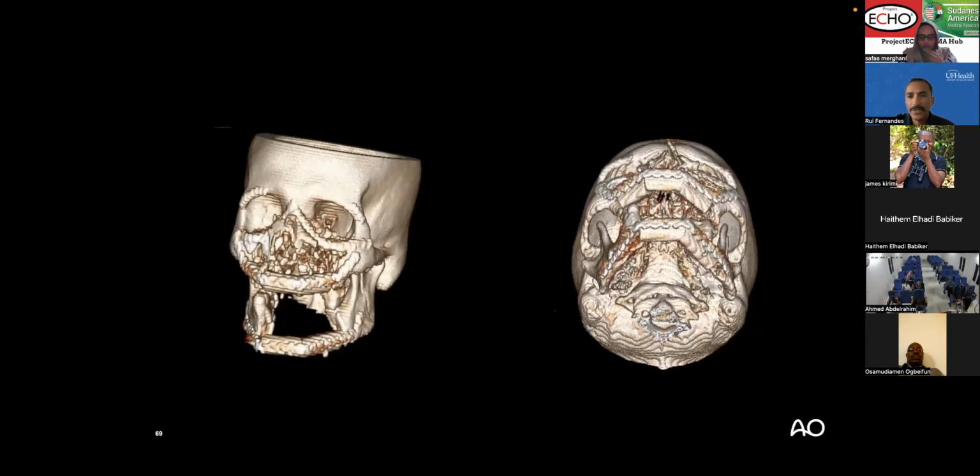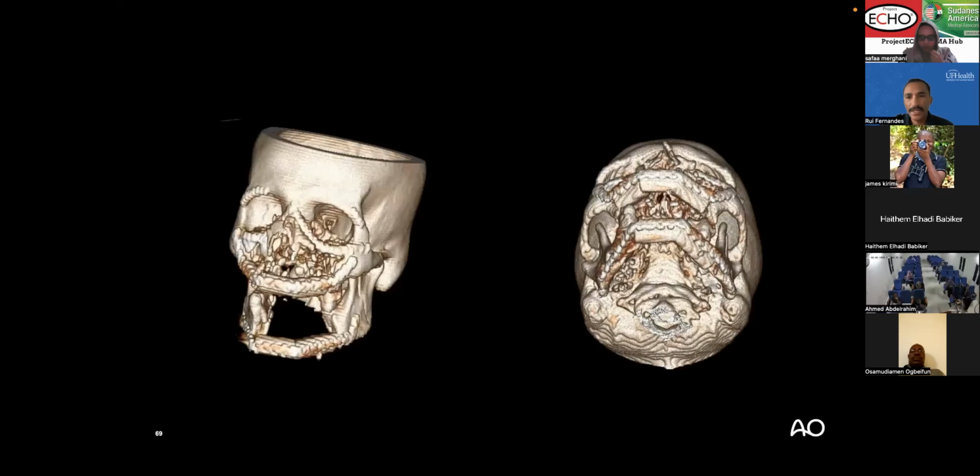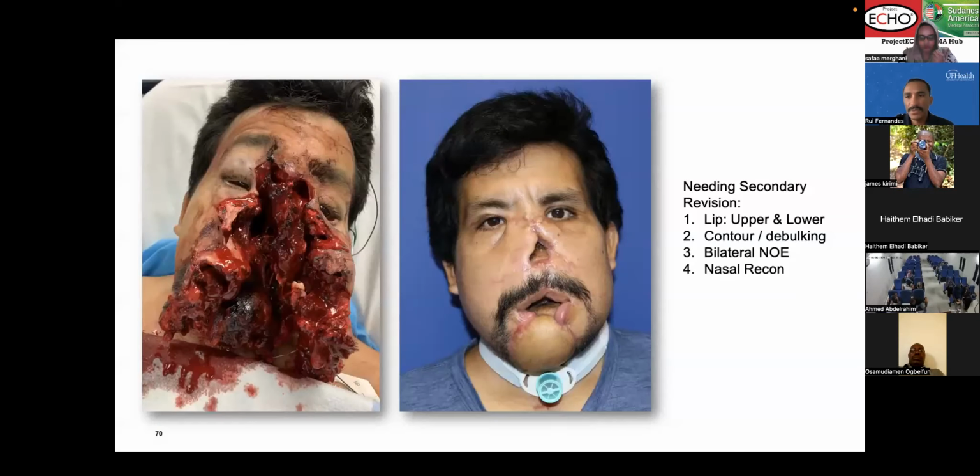And you can see here again, from a segmental view, and then this is him from one to the other. Now, he still needs some revision, so he still needs the lip, upper lip and contouring, the bulking, and so on. But this is him.